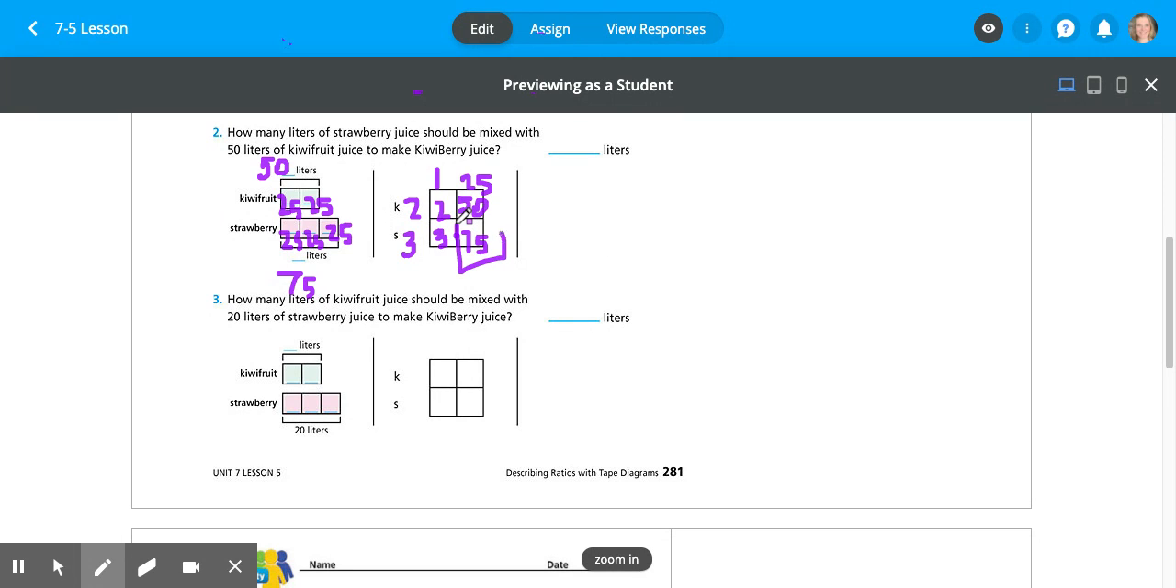So far, our answers are matching up, 75 and 75. So now we'll do the cross multiplication and see if those match up as well. So we have 2 over 3, because again, the 2 over 3 comes from looking at how many pieces are in the tape diagram. So there's 2 over 3, and then we have 50, because we know there are 50 liters, and we're looking for the X amount.